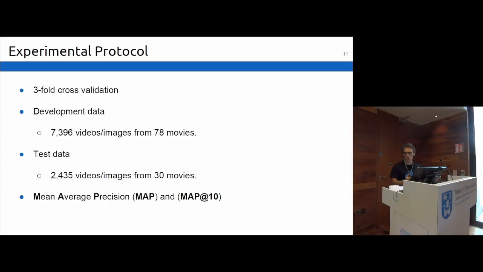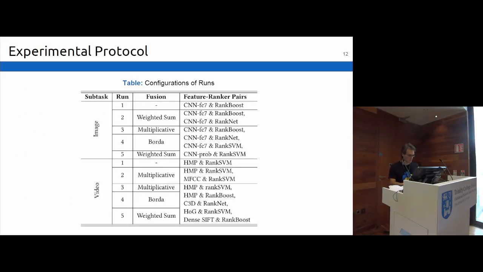This is the experimental protocol. We use the threefold cross validation method for the learning to rank models, with the information that we already know about development and test data. On the development data, we use only MAP to evaluate our approaches. And on the test set, we have MAP and MAP at 10.